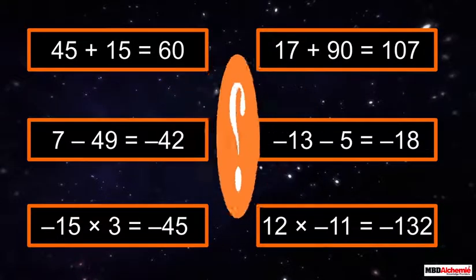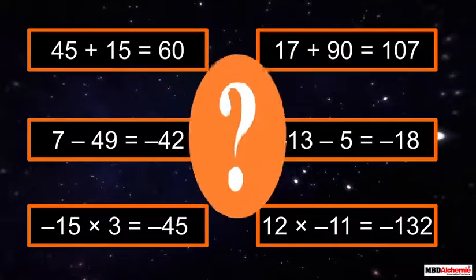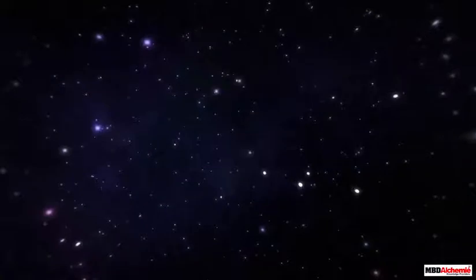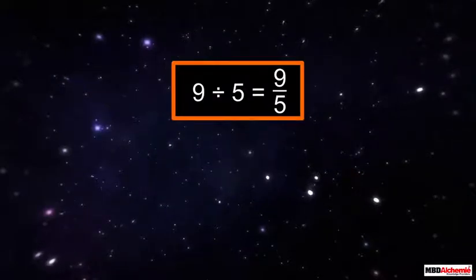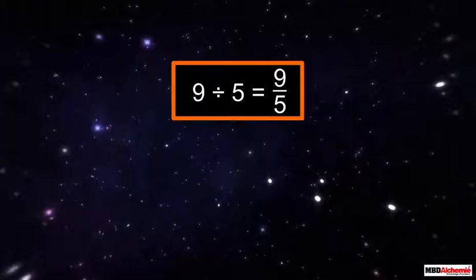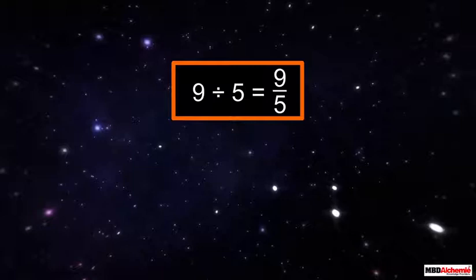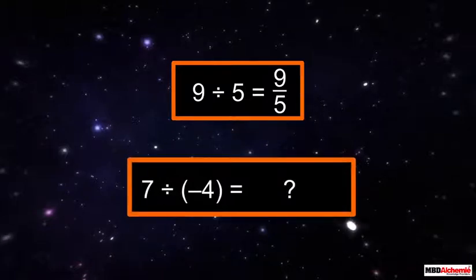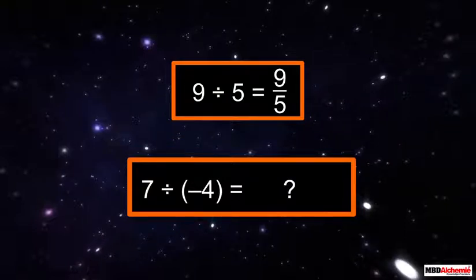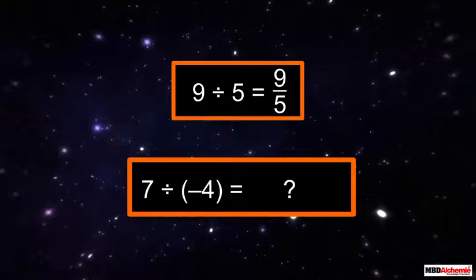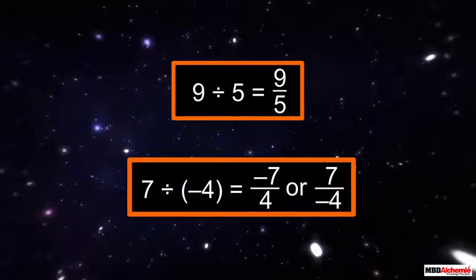Does this apply to division as well? It may or may not be an integer. Let us see some examples. Divide 9 by 5. Here, both 9 and 5 are integers, but 9 upon 5 is not an integer. Similarly, divide 7 by -4. Here, both 7 and -4 are integers, but -7 upon 4 is not an integer.